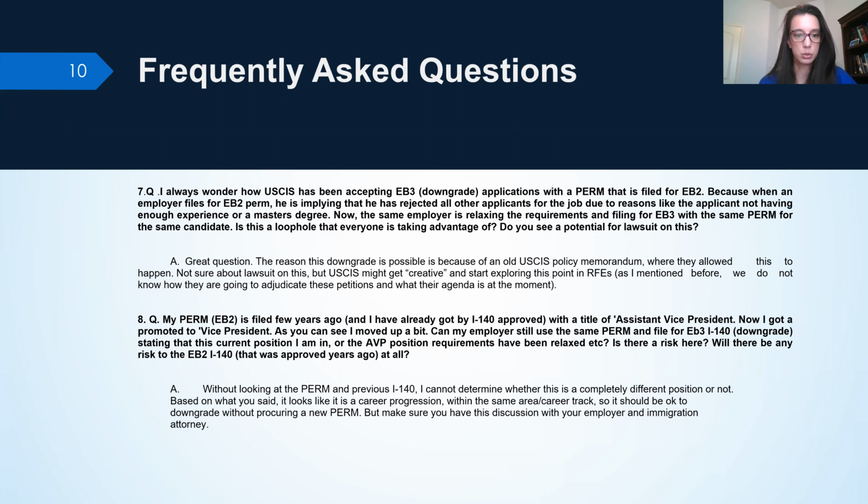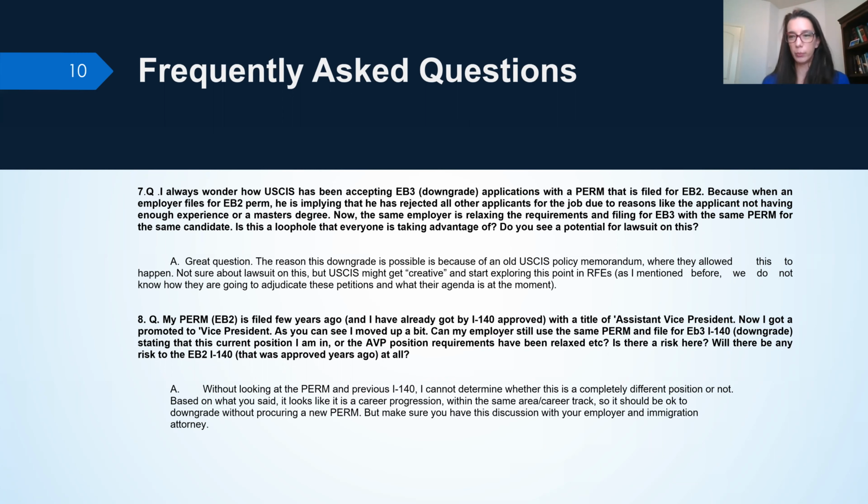Will there be any risk to the EB2 I-140 that was approved years ago at all? Okay, so I think I sort of alluded to that question, but just a little bit more detail. Obviously, without looking at your perm and a previous I-140, I cannot determine whether this is a completely different position or not. Based on what you said, it doesn't sound like it, because you said you moved up a bit. So this sounds more like a career advancement, basically from, let's say, level 1 to level 2.